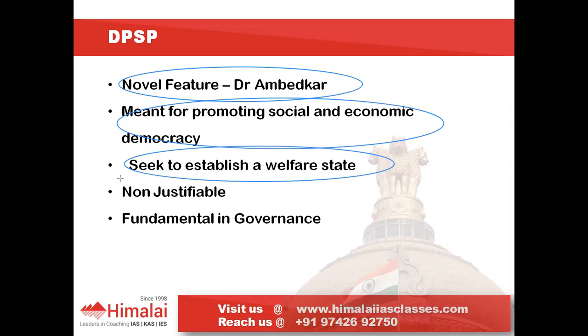This part of the constitution, Part 4, which is known as DPSP, is non-justiciable in nature, meaning in case the government is not able to follow or is not following the provisions of this part of the constitution, we cannot move to the court and they cannot be enforced. Whereas we saw in the case of fundamental rights, in case of their violation, we have the right to move to the court, and that's why they are known as justiciable.